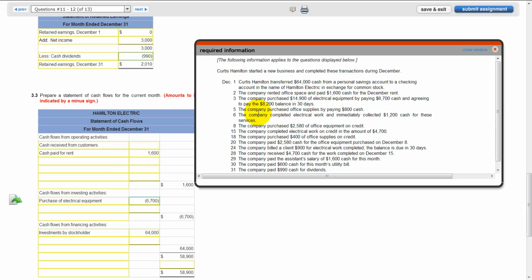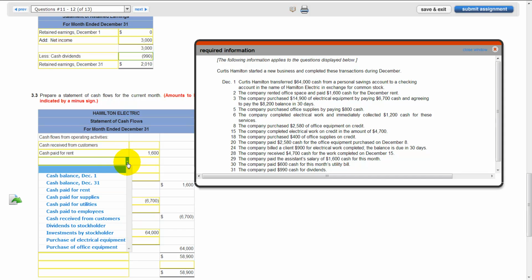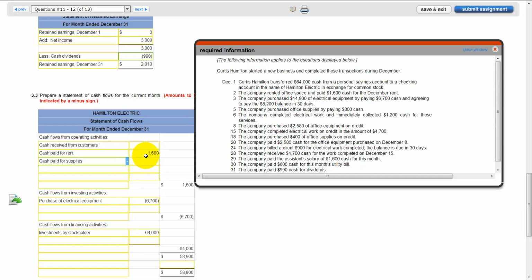Next is the company purchased office supplies, paying $800 cash. Even though this may be an asset, we'll find out in a future chapter, it's really part of operating. So here I'm paying supplies. I forgot a minus over here. I would have gotten it wrong if I didn't double check it. Here is a minus $800 for supplies.